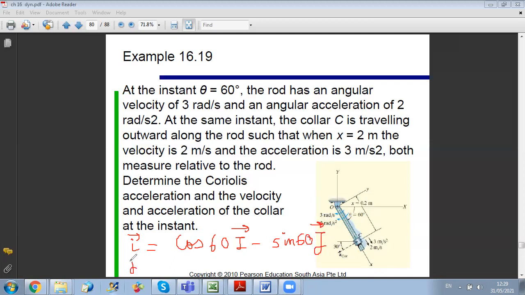For small j, I can also decompose it. As you can see here, small j has a positive x and a positive y component, and this angle is 30 degrees. So I can replace small j by cosine 30 big I plus sine 30 big J.